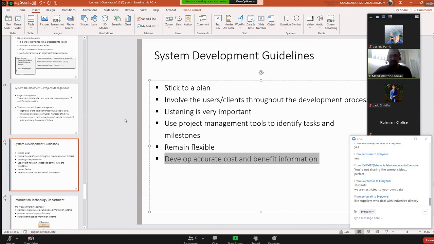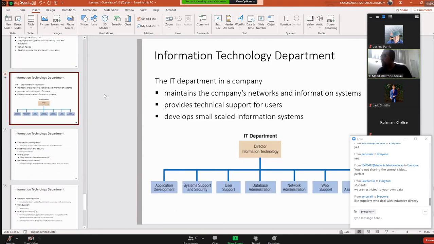If the benefits go up, that should be fine. There is no problem with that. But if the cost of this information system goes up compared with the benefits, there's something wrong with your information system, and you need to fix that yourself. All right. Of course, we will compare the difference between the cost and the benefits, and how we can determine the cost and the benefit of any information system. That will be the main topic of the next lectures as well. Information technology departments.